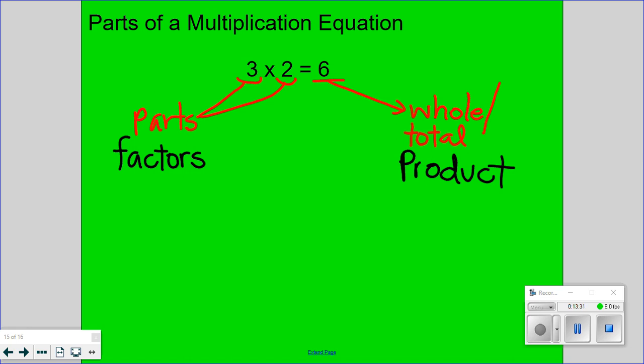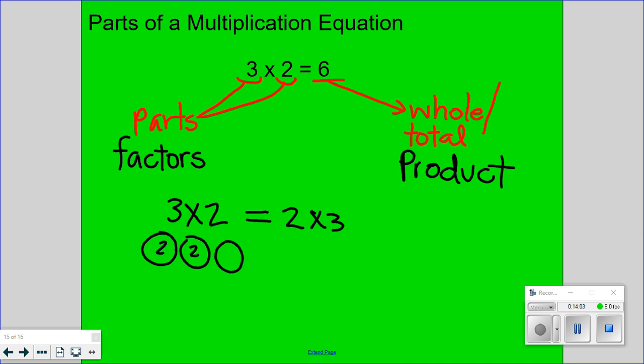The reason why they have the same name, we kind of touched on this a little bit. 3 groups of 2 is worth the same amount as 2 groups of 3. Do those look the same? No. If I have 3 groups of 2, I've got something that looks like this. 2 for you, 2 for you, 2 for you. If I have 2 groups of 3, that looks like this.